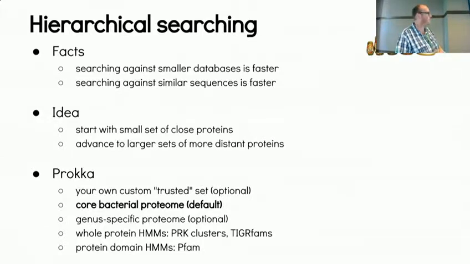I guess the way Prokka gets its speed is because of these facts. It's mostly true that searching against a smaller database is fast, and searching against things that are similar to you is fast. So Prokka attacks the problem with a hierarchical multi-pass approach. It starts with a highly curated set of proteins, which is this core bacterial proteome that I get from UniProt, and then it advances to more distant databases as you go along. And this seems to work pretty well.